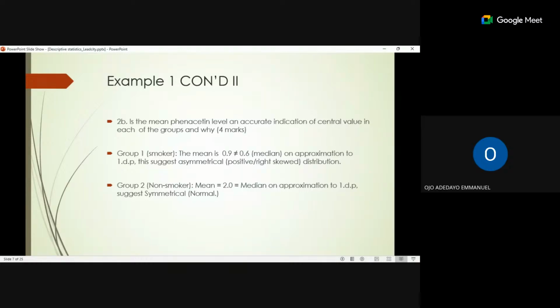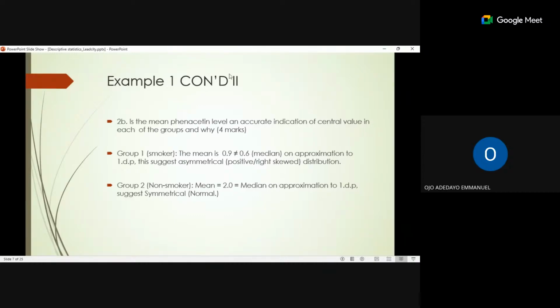Now, how do we know whether it is right skewed? Immediately your mean is greater than your median, that means that it is positive skewed or right skewed. Now, immediately your mean is less than your median, that means that it is negatively skewed or left skewed. Note that it is very, very important.